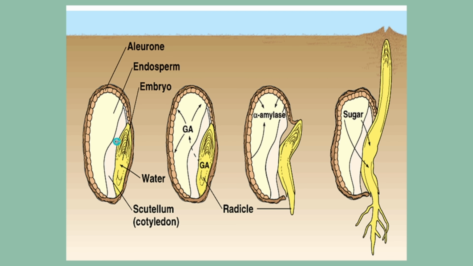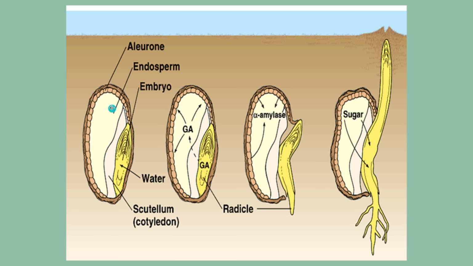This will trigger a change in the embryo. Your embryo here starts to release the hormone gibberellin. This hormone gibberellin will diffuse into the aleurone layer here. You see, this aleurone layer is the more inner part, not the outermost part. The outer part is the seed coat. It is inner, under the seed coat. So this is the aleurone layer. You need to know the aleurone layer.